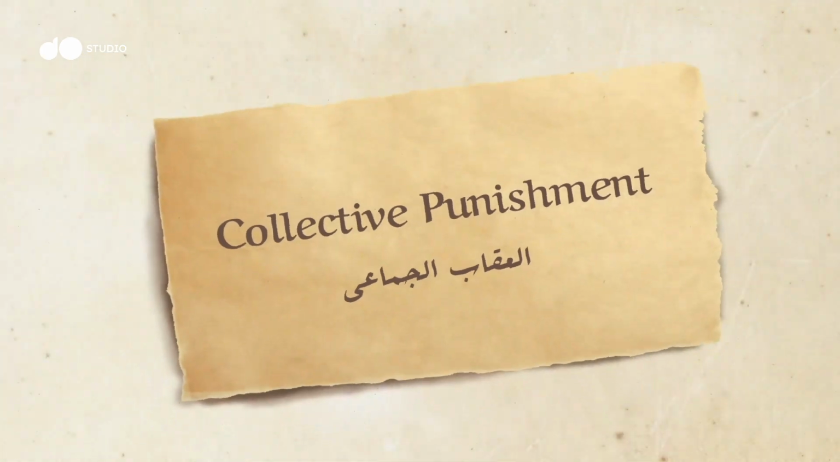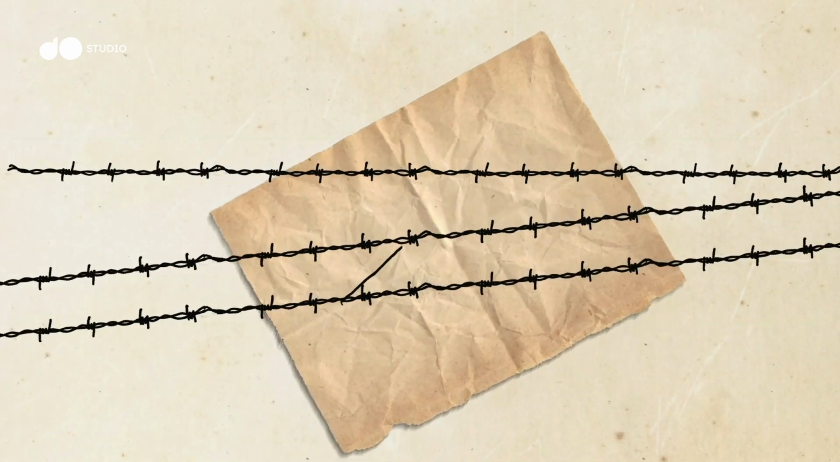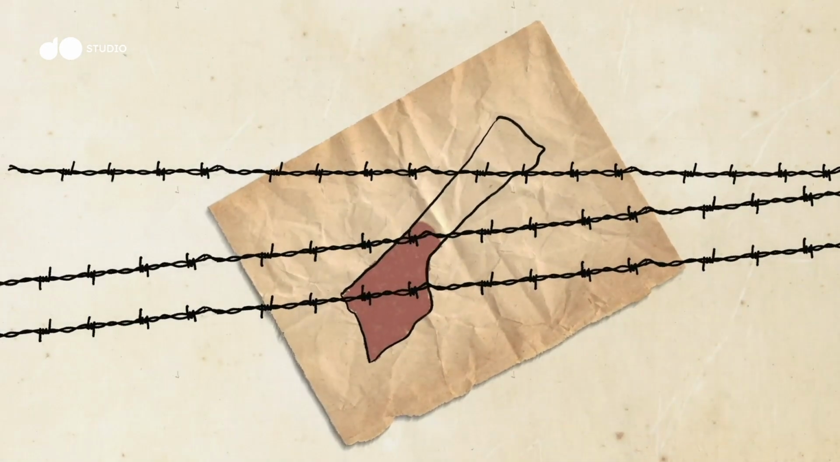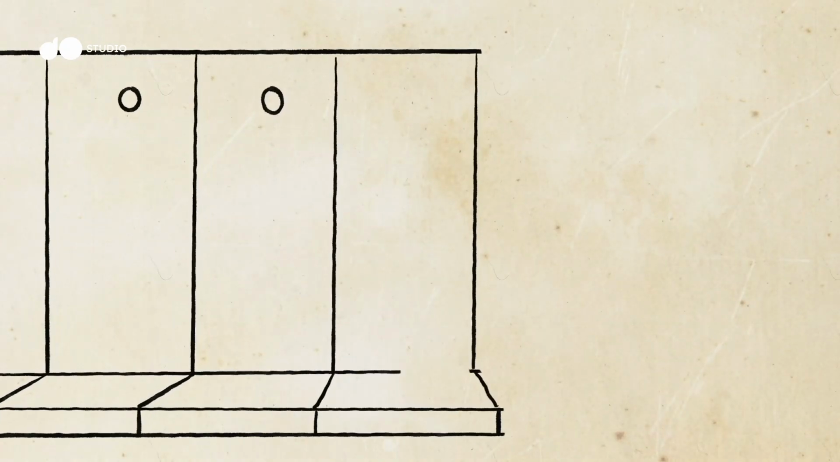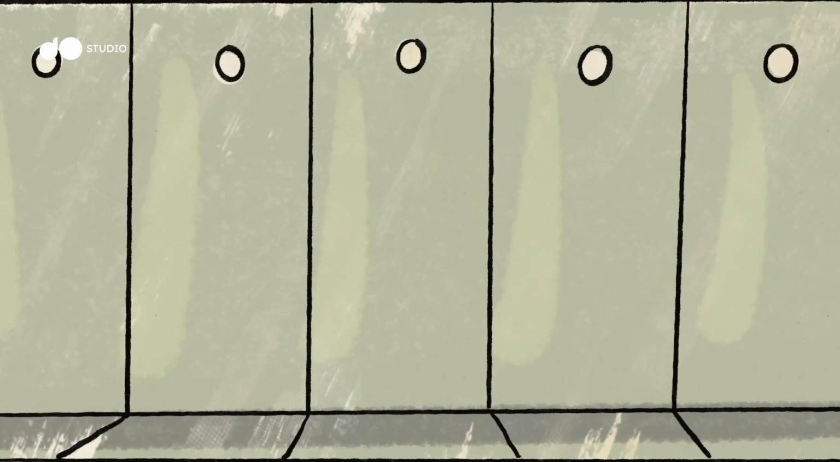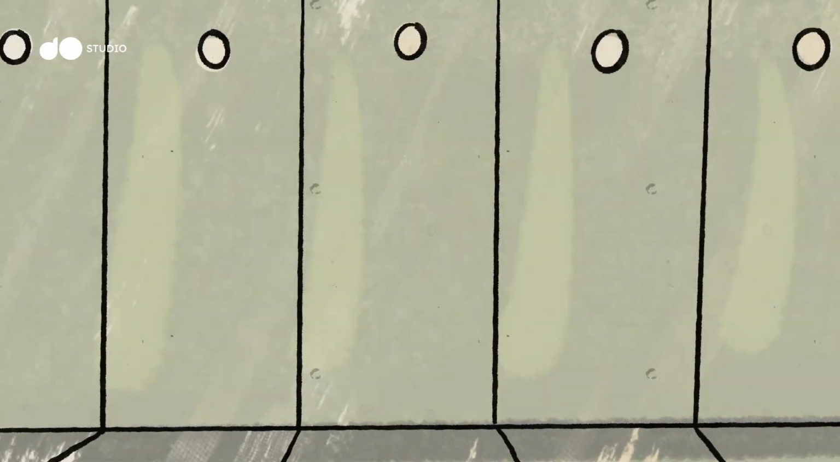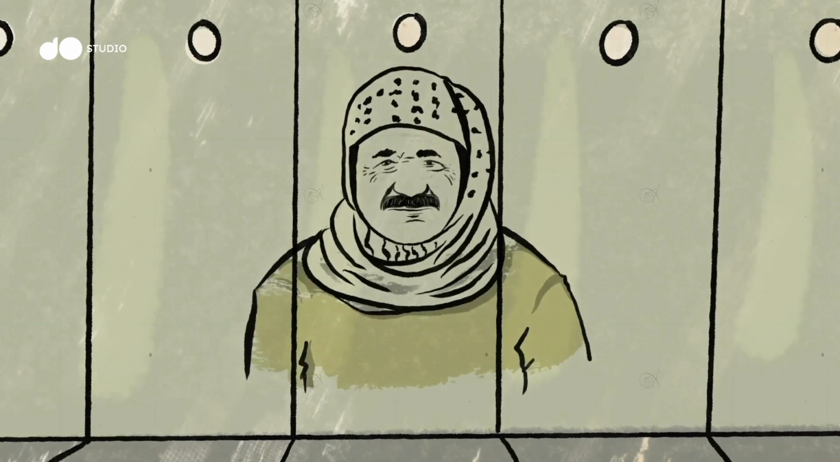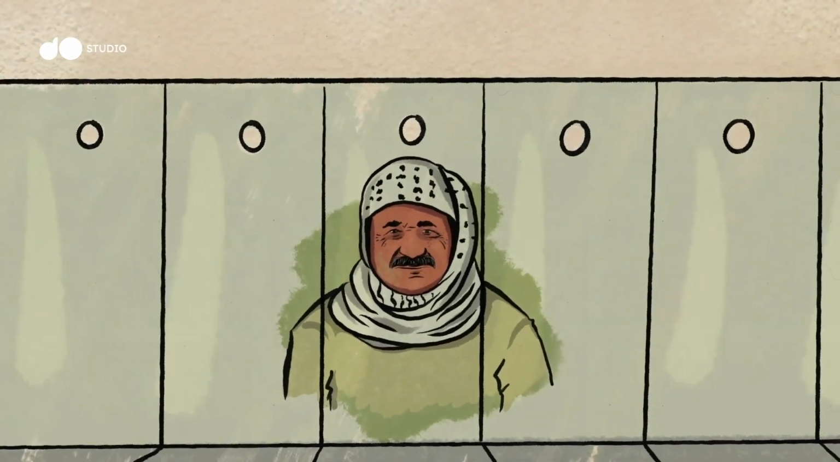Collective punishment. The blockade of the Gaza Strip, reductions of fuel and energy supply in the Gaza Strip, and the construction of the annexation wall are examples of collective punishment practices used by Israel against the Palestinian people. These violations negatively impact the entire population in the OPT.